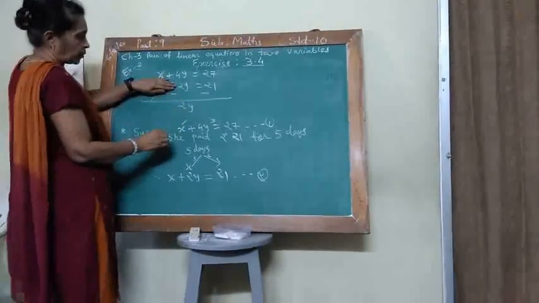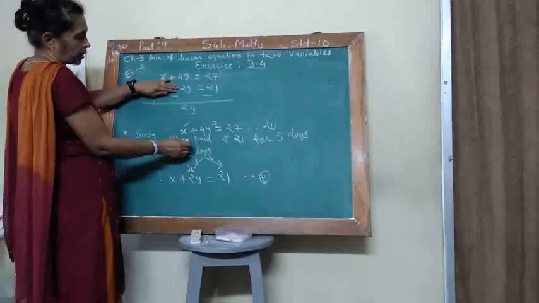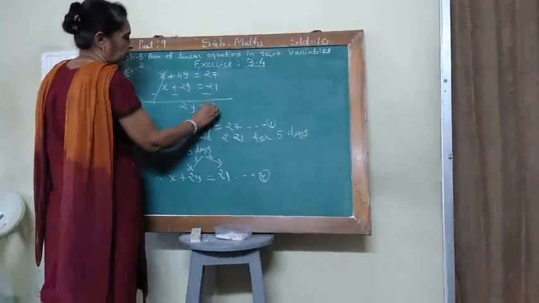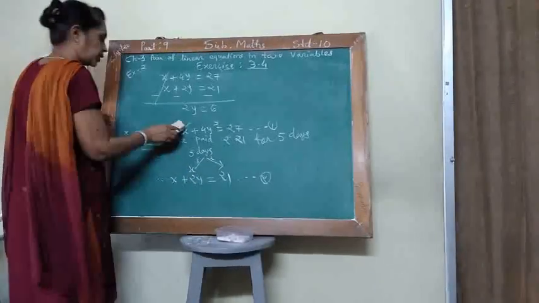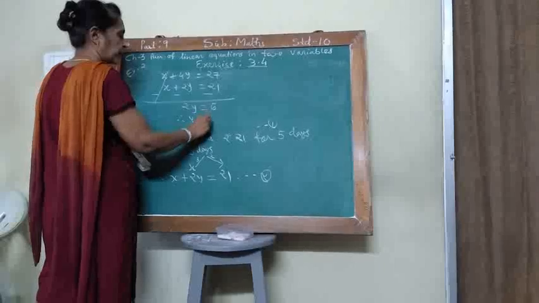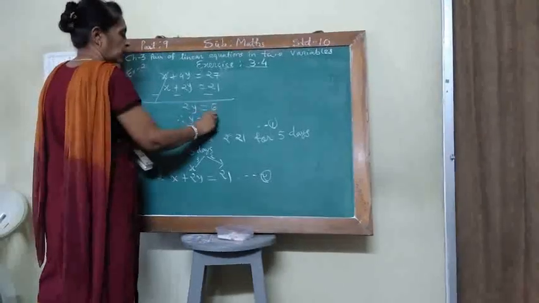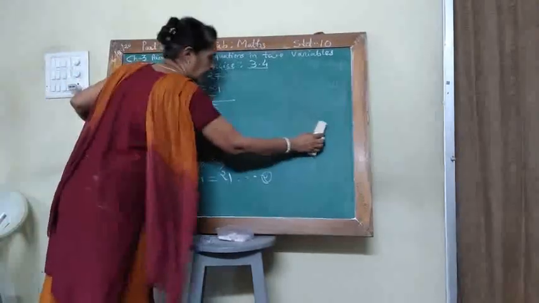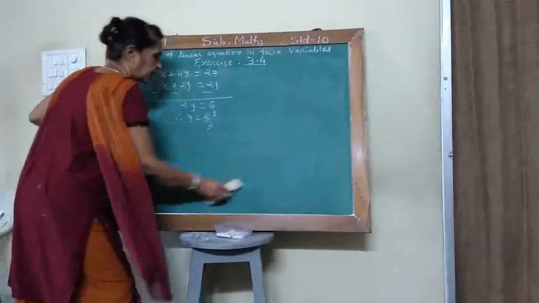2y positive, 4y minus 2y is 2y, equal to 27 minus 21, which is 6. So what is the value of y now? 6 by 2 is 3. So the extra charge per day is 3 rupees. Okay, y is 3 rupees.